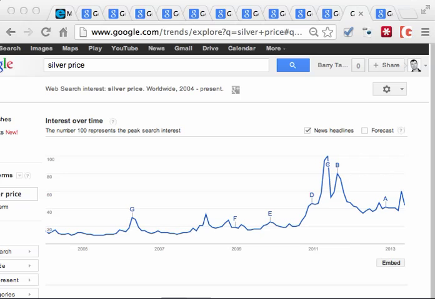We haven't had a similar euphoric or panic type reading yet in silver. The current decline that we had a couple of months ago was marked by an index value of 60 on Google Trends.